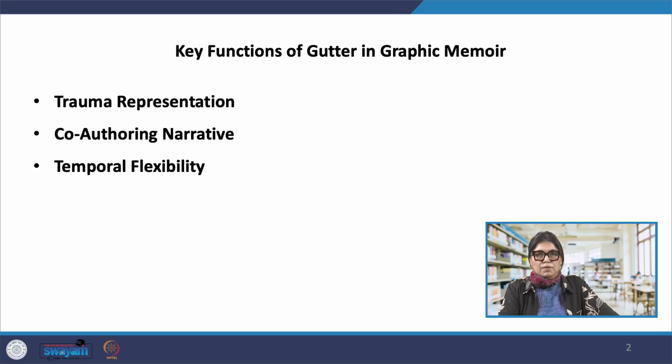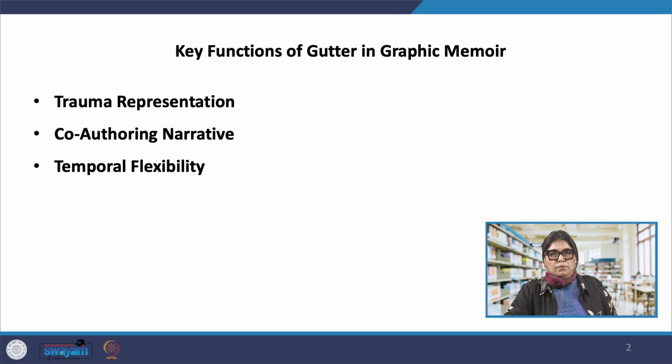Co-authoring narrative. The gutter forces the reader to co-author the narrative by interpreting what happens in the limbo between, making the reader an active participant in understanding the author's life. Temporal flexibility. It handles time manipulation, moving from flashbacks to the present instantaneously, far more flexible than linear narrative media.